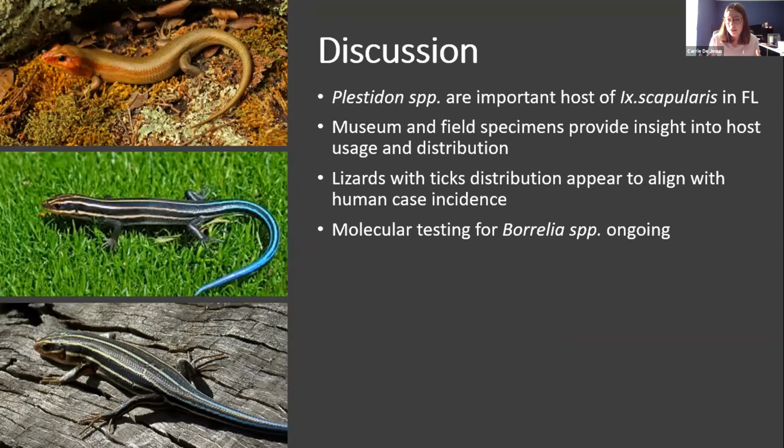It appears that lizards with tick distribution somewhat aligns with human case incidence, and we're still working out a way to statistically analyze that. And we're currently working on the molecular testing for the lizards and the ticks and testing for that Borrelia burgdorferi bacteria and other tick-borne associated bacteria and see if we find any infections present in the animals or the ticks themselves.